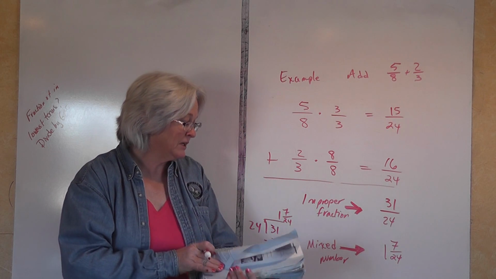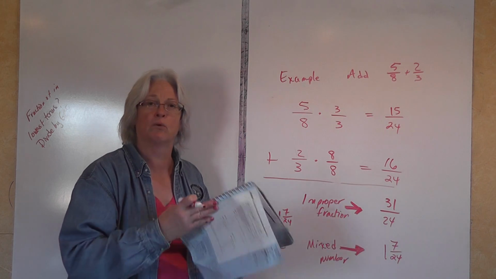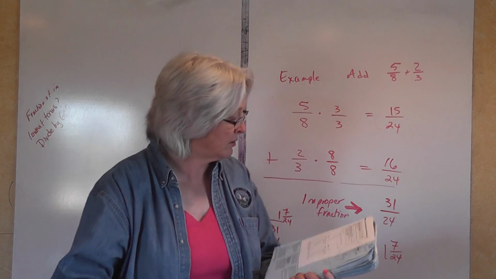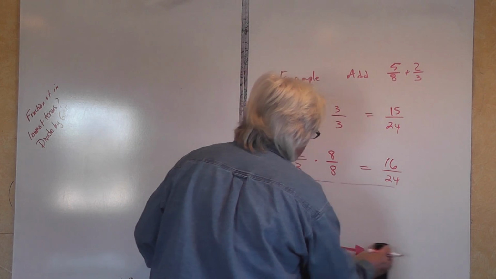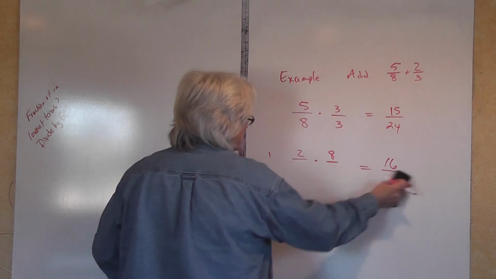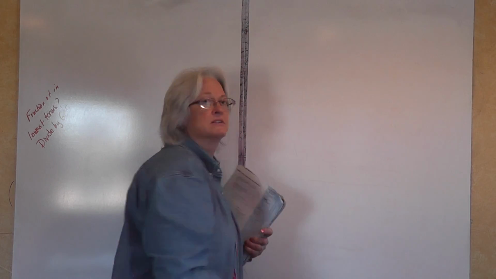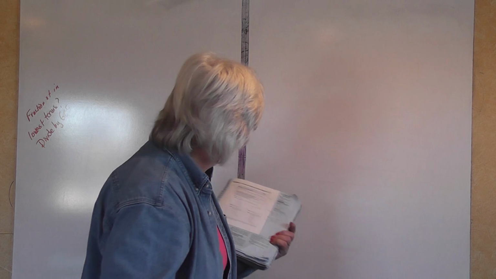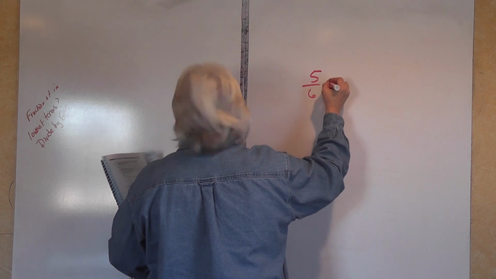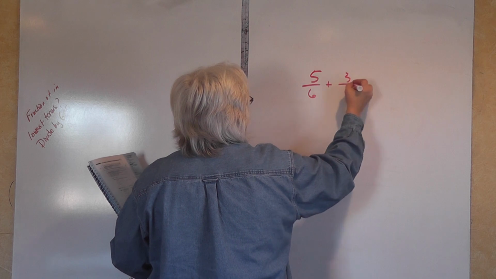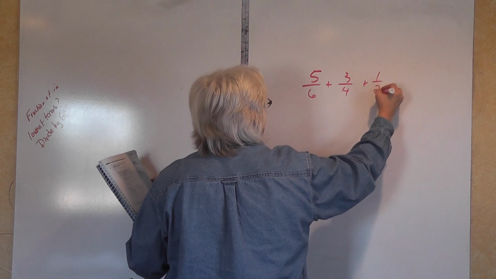And that's really about all that's involved in this. Let me go ahead and very quickly do one where you're adding three numbers together. And I'm going to choose to do another one with addition. Subtraction is the same thing. And y'all are smart enough guys, smart enough gals to figure that out. Let's say that we want to add 5/6 plus 3/4 plus 1/2.